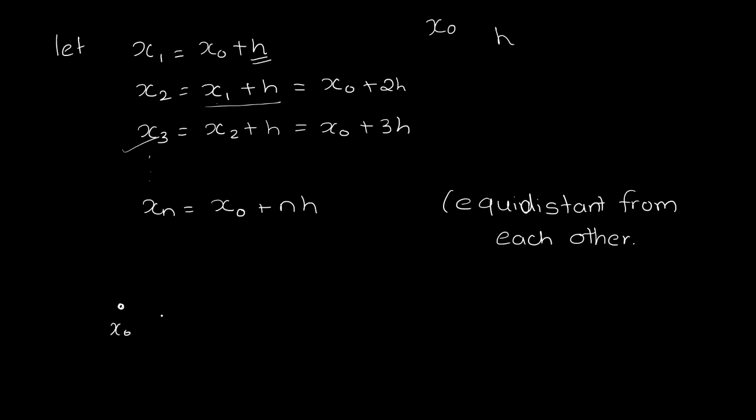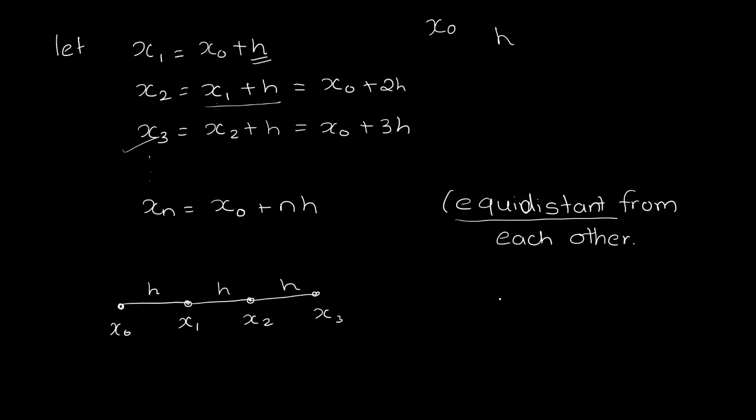So if x0 is somewhere here, then at a distance of h we have x1, at another distance of h we have x2, at a distance of h we have x3, and so on. So basically all these points are equidistant from each other. In this part we will be considering those points and finding the values at points which are equidistant from each other, that is, the distance between them should be the same.